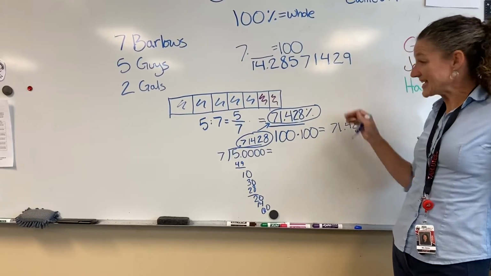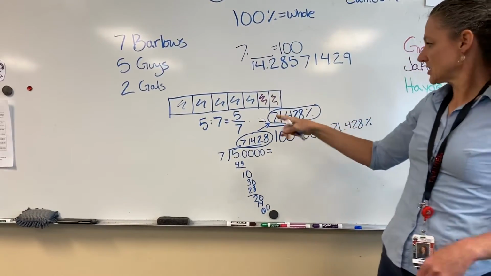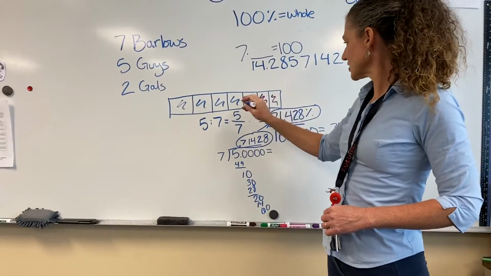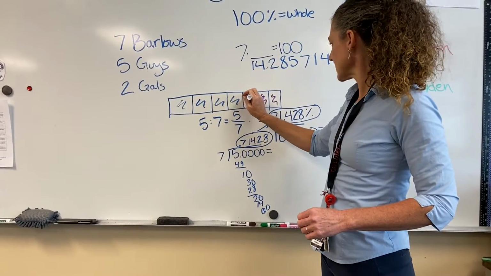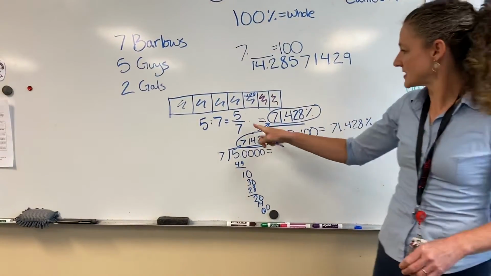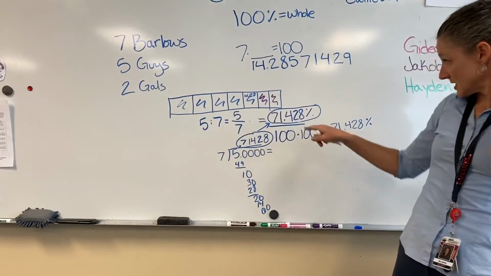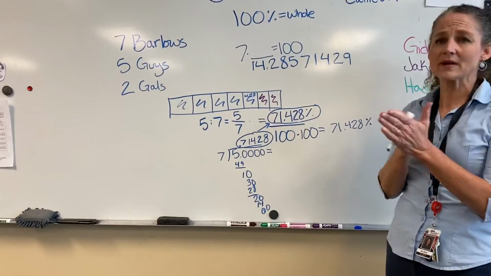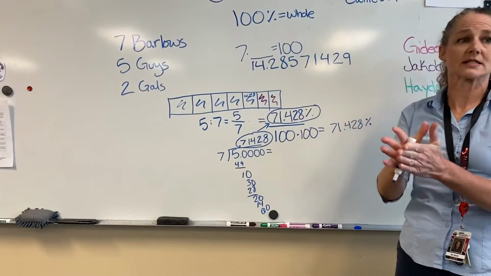So I can either do my ratio and figure out what each of these wedges has to equal, which in this case is 14.28, which is kind of a pain in the butt. Or I can say 5 divided by 7 is 71.428. Now what percentage of my family is girls?